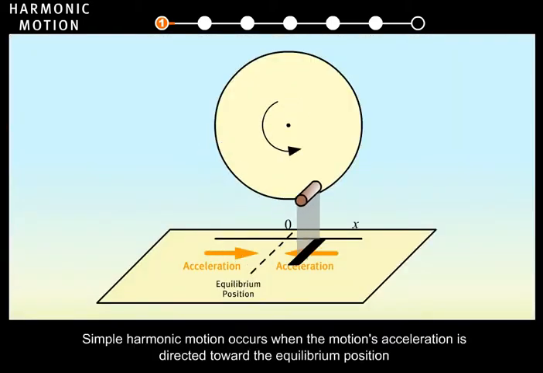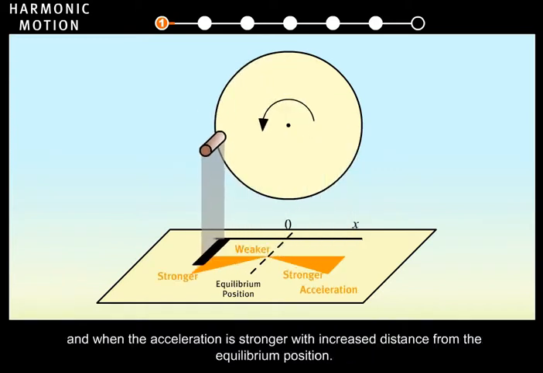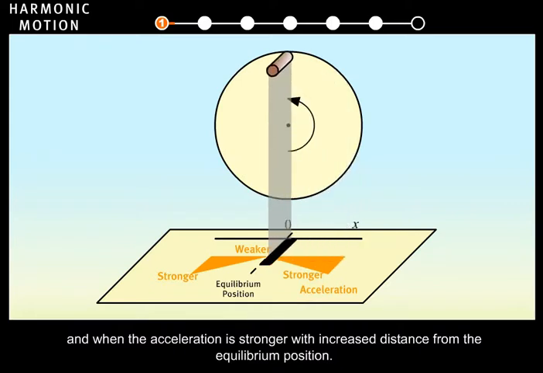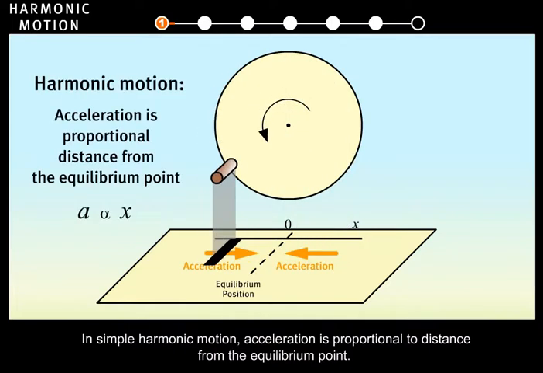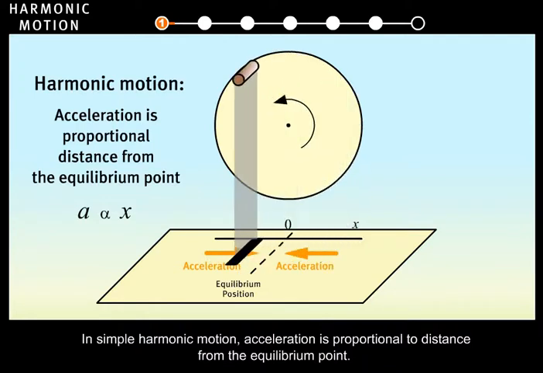Simple harmonic motion occurs when the motion's acceleration is directed toward the equilibrium position and when the acceleration is stronger with increased distance from the equilibrium position. In simple harmonic motion, acceleration is proportional to distance from the equilibrium point.